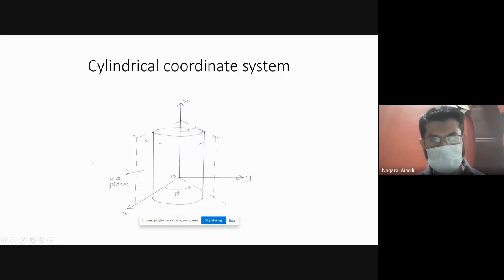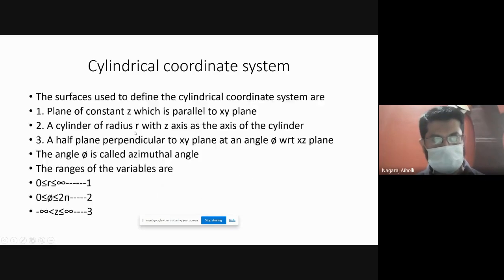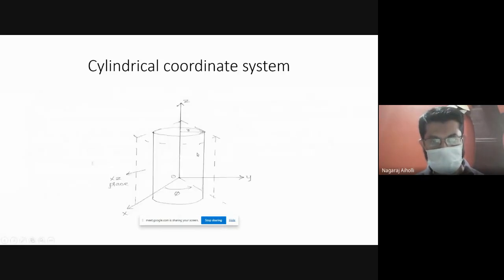That is one. Then another one is a cylinder of radius r with the Z axis as the axis of the cylinder. The radius of the cylinder is r and its axis is the Z axis. So it is also defined by a cylinder of radius r along the Z axis.